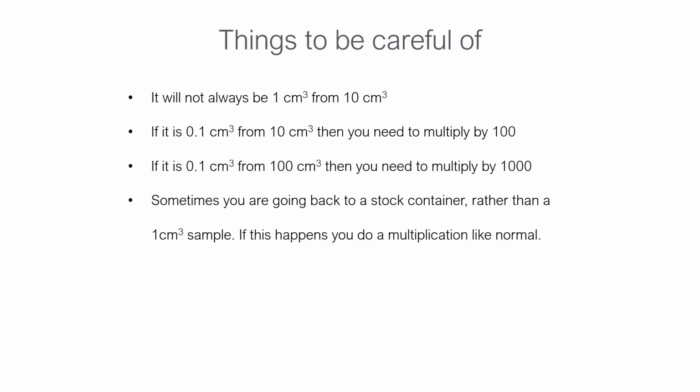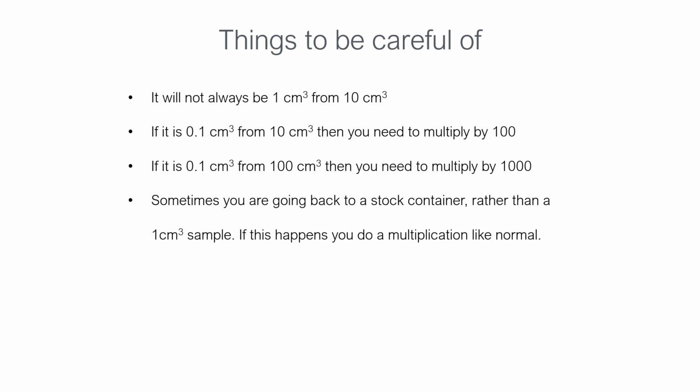There are things you need to be careful of though. While it is usually 1 centimeter cubed being diluted into 9 centimeters cubed to make a total of 10, in which case it's a 10 times dilution, sometimes you will see the volumes that have been added are 0.1 centimeter cubed. If that's from a 10 centimeter cubed solution, then that is a 100 times dilution. If it is 0.1 from a 100 centimeter cubed solution, that is a 1,000 times dilution.